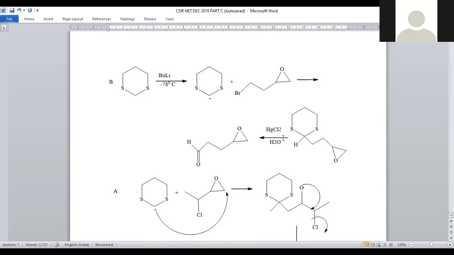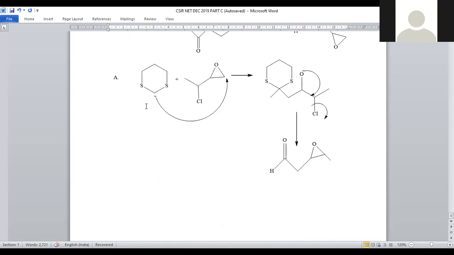So here the bond between the sulfur and carbon will be cleaved. This carbon linked in this ring will be converted into a C double bond O. That means an aldehyde will be generated at the terminal center, right? This is of the first kind, that means the B product. Now let us deduce the A product.